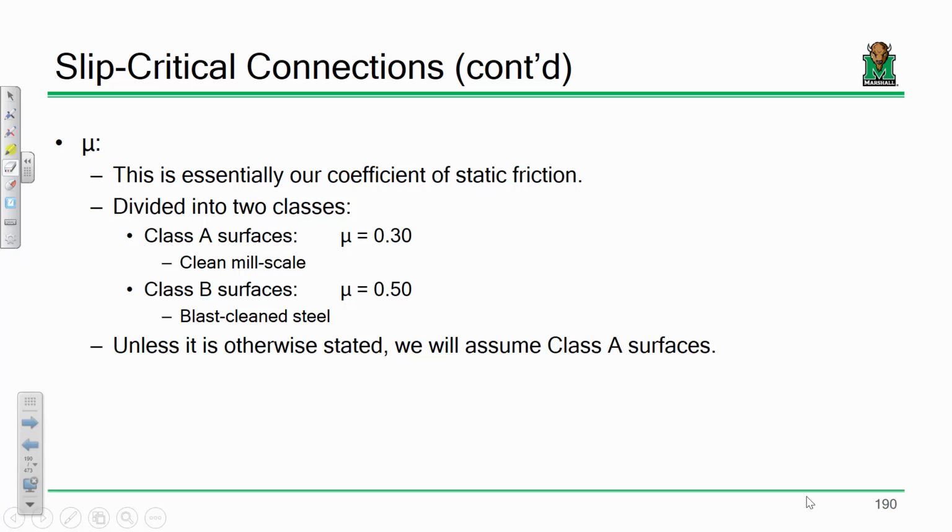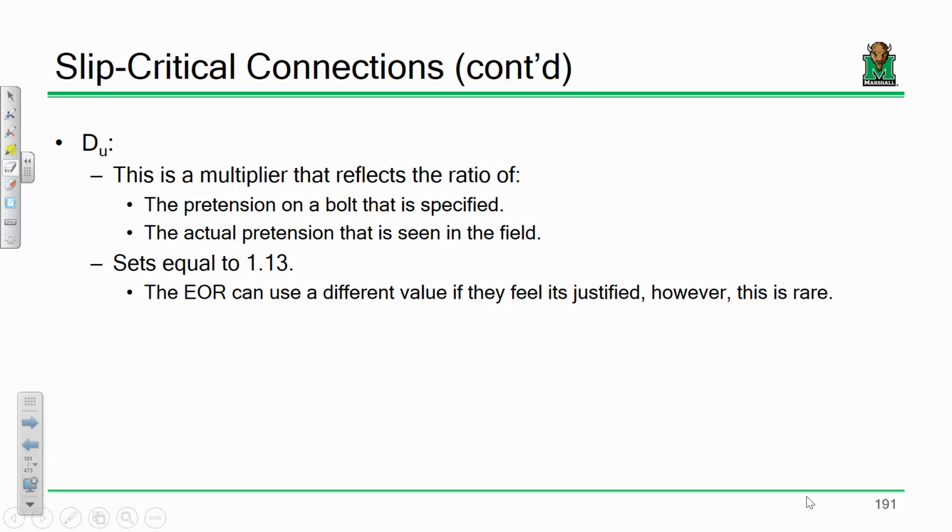So that's mu. What about this D sub U term? Now, this is one of those times where Dr. Mike puts on his second exam, why is D sub U equals 1.13? And you're like, I don't remember, so I'm going to say it's a factor of safety because I think that sounds good. If there's any case where that would be wrong, it would be here.